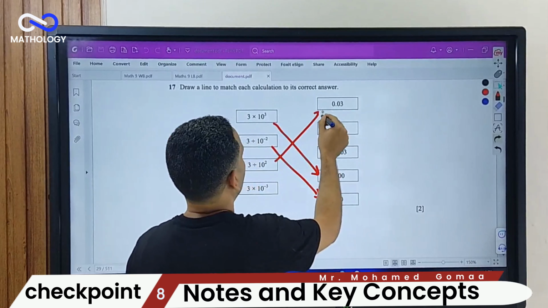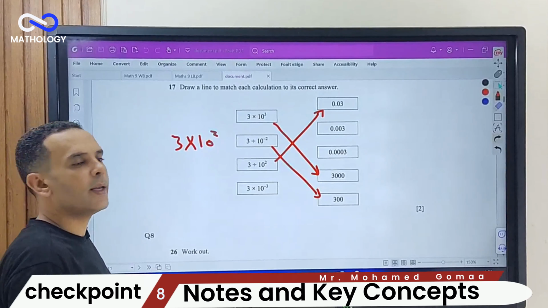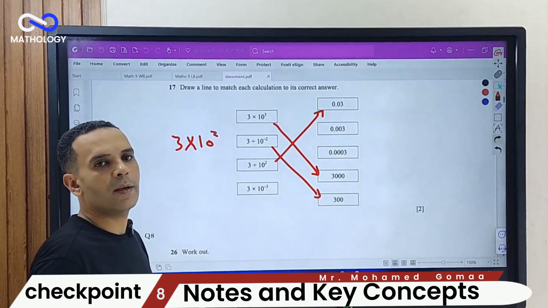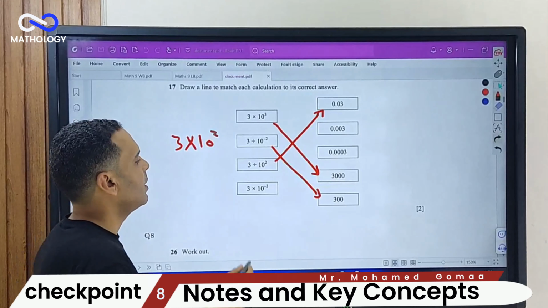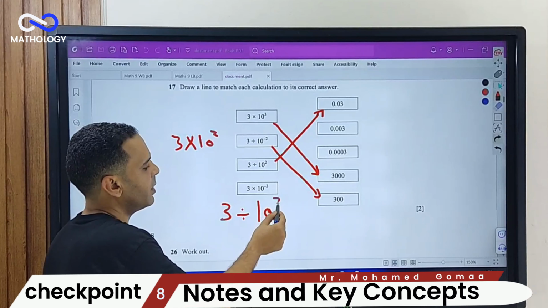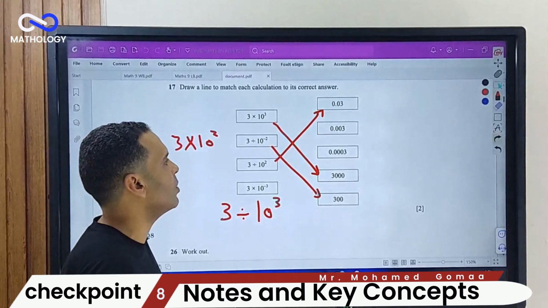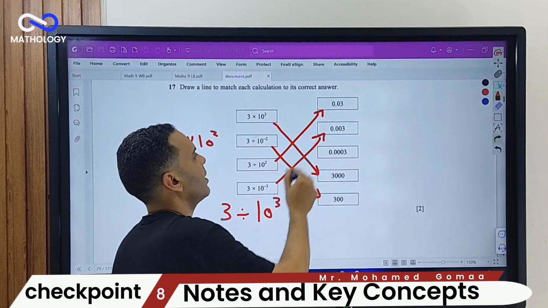The first one, 3 multiply 10 power negative 3. When you see a negative power above the 10, change the sign of the operation and change the sign of the power. It will be 3 divided by 10 power 3, which equals 0.003, like this one.